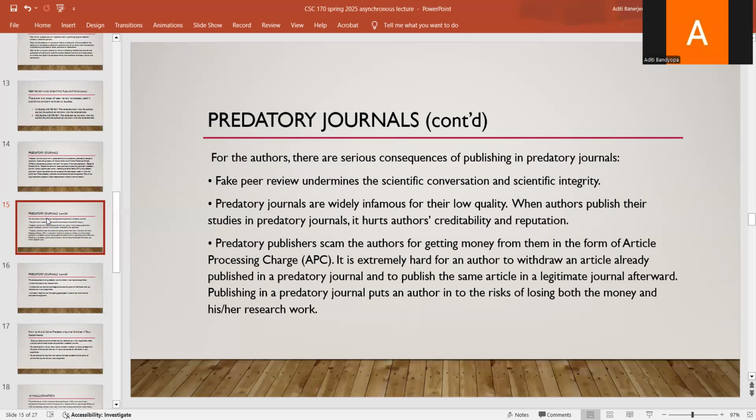It is extremely hard for an author to withdraw an article that he or she already published in a predatory journal. And it is harder to publish the same article in a legitimate journal afterward. Publishing in a predatory journal puts an author into the risks of losing both the money and his or her research work. Very bad, right?